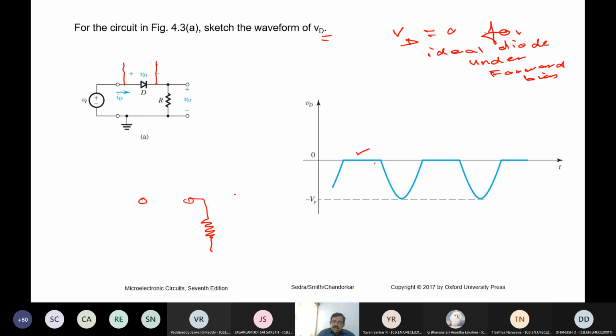And I am not measuring across V naught, rather I am measuring across this. So which means I am measuring like this. There won't be any current flowing through the resistor, because it's open. So which means all of the input voltage, this is grounded. So there won't be any current drop here.